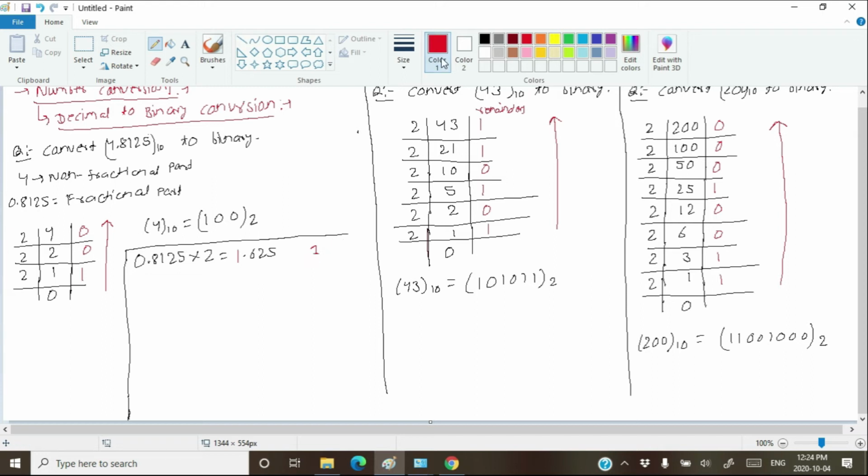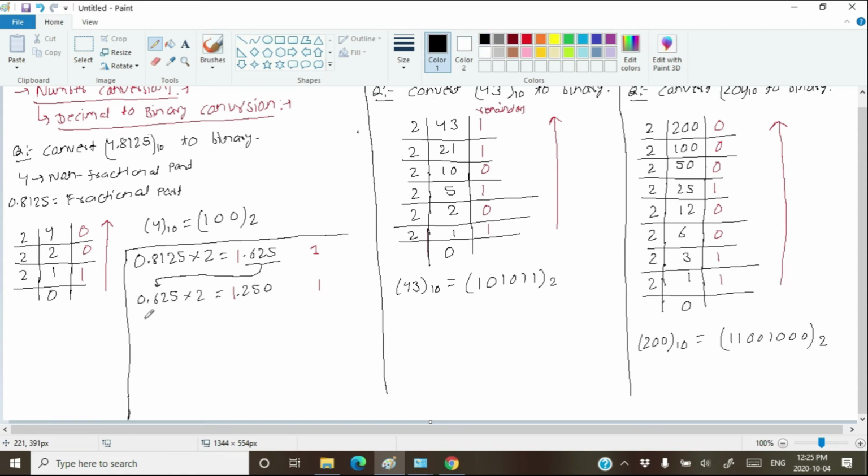Okay, take the remaining number in the fractional part to the next step and multiply it again by 2. So 0.625 multiplied by 2 is equal to 1.250. Okay, so let me write it as 1, 1 and 1. Whatever non-fractional part you get after multiplication, just take that non-fractional part as the result.